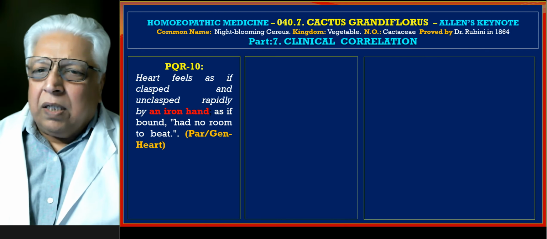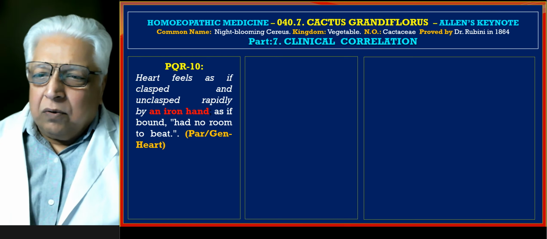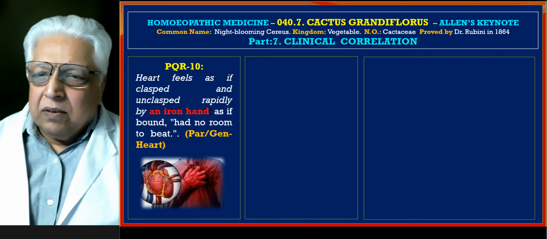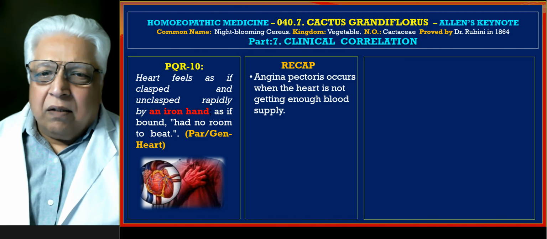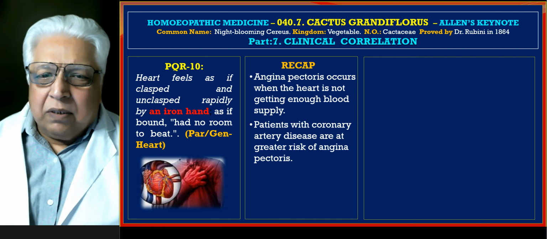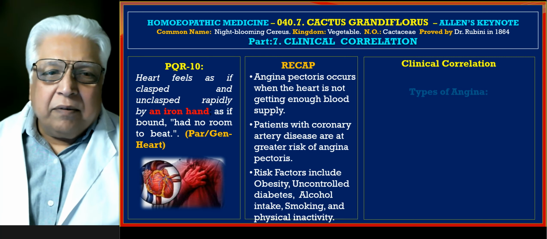Let us go to the PQR10. Heart feels as if clasped and unclasped rapidly by an iron hand, as if bound, had no room to beat. And this typical sensation belongs to Cactus. And we know that, let us recall, angina pectoris occurs when the heart is not getting enough blood supply. Patients with coronary artery disease are at greater risk of angina pectoris, and other risk factors include obesity, uncontrolled diabetes, alcohol intake, smoking, and physical inactivity. Sedentary lifestyle.